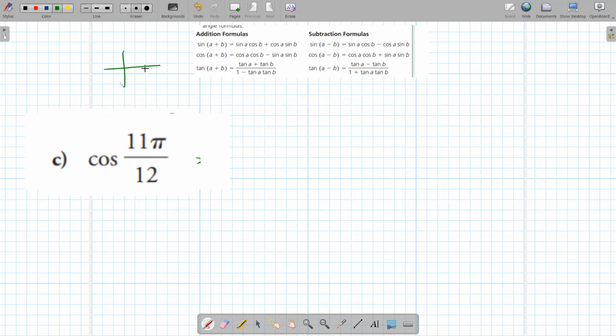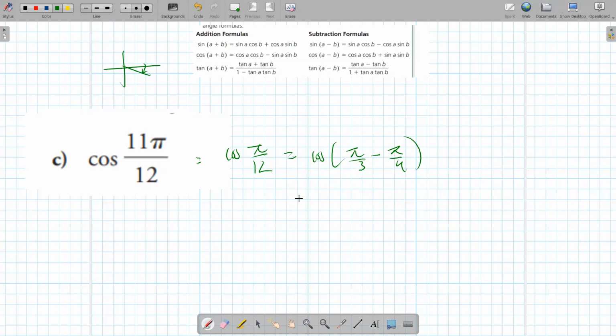And it's in quadrant 4, right? Yeah. So cosine of 11 pi over 12 is the exact same thing as cosine of pi over 12, step 1. Okay, and that's 15. Now you can either write this in terms of 60 minus 45, like you did, or you could also do 45 minus 30. Both would work. You'll get the same answer.